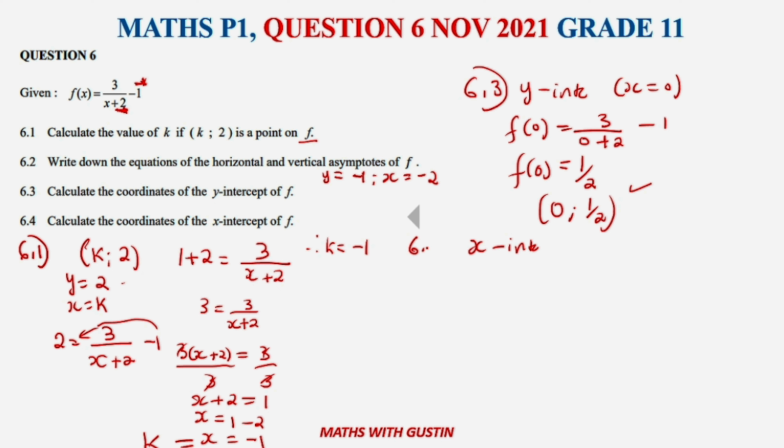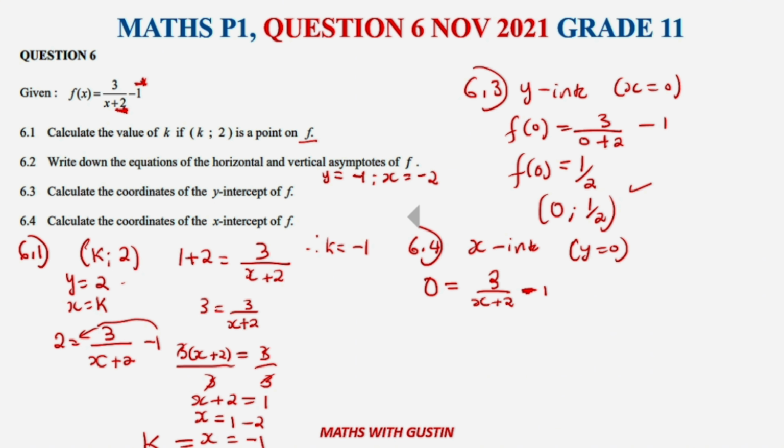6.3. 6.4 says determine the coordinates of the x-intercept. We get the x-intercept when y is equal to 0. Okay, I hope you guys are following. I hope I didn't confuse you there. I skipped a step a little bit. All right, so our y is equal to 0, so it's going to be 0 is equal to 3 all over x plus 2, minus 1.